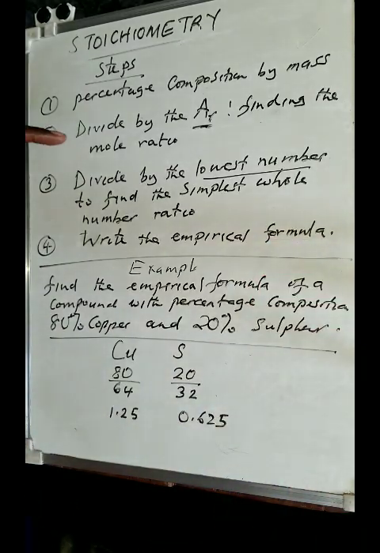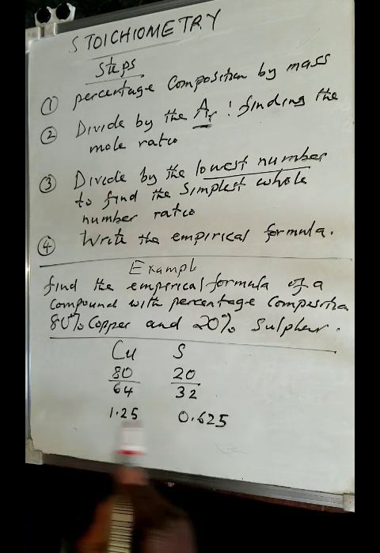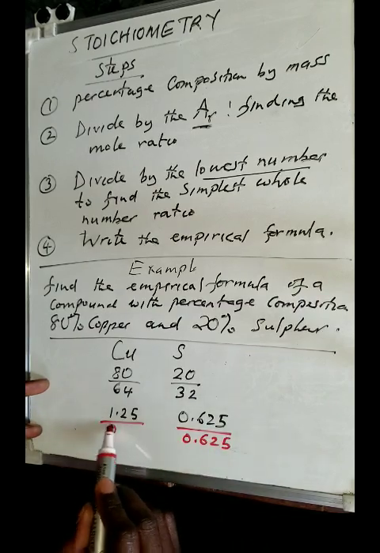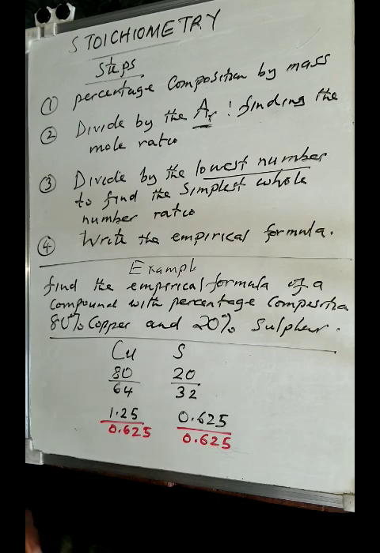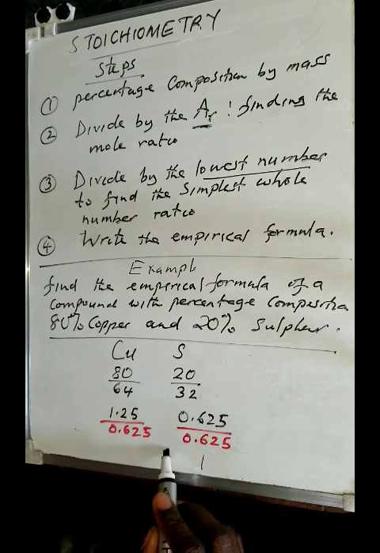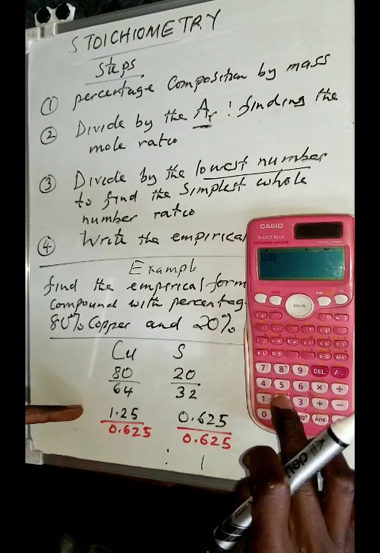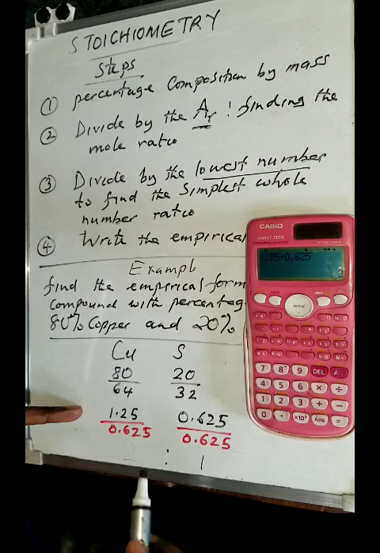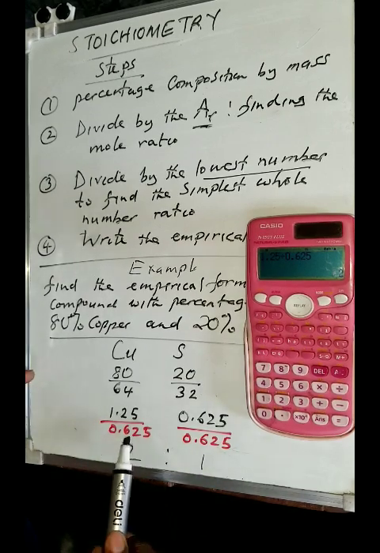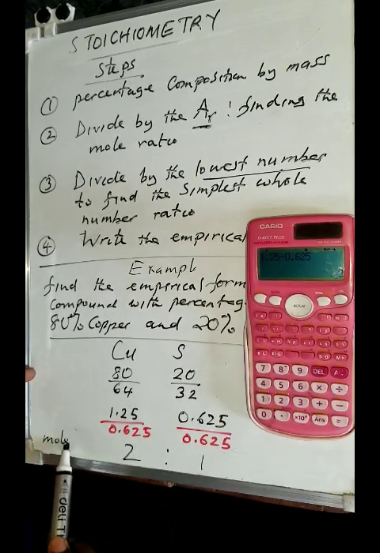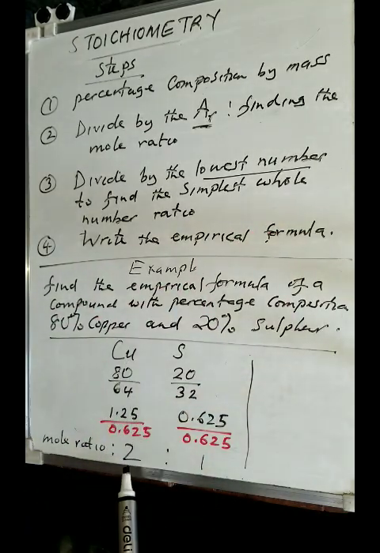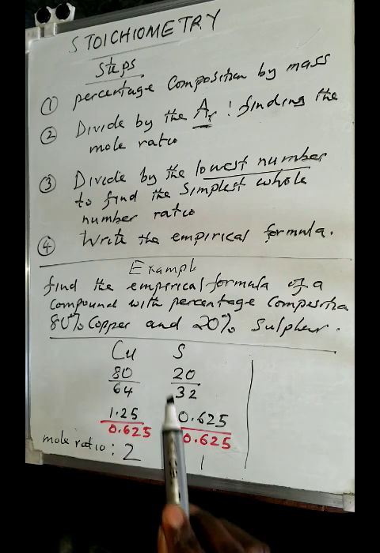Do you remember the next step after you divide by that? You divide by the lowest number. So what is the lowest number between what you have? Of course, it is 0.625. So you divide throughout by 0.625. When I divide by 0.625, I know this will give me a 1. So 1.25 divided by 0.625, what is that going to give me? It is giving me a 2 there. So what you have gotten there is what we call the mole ratio of atoms, meaning that there are 2 atoms of copper and 1 atom of sulfur.